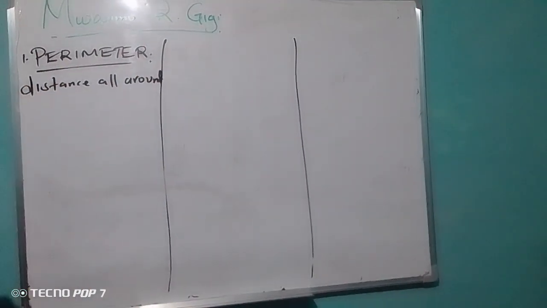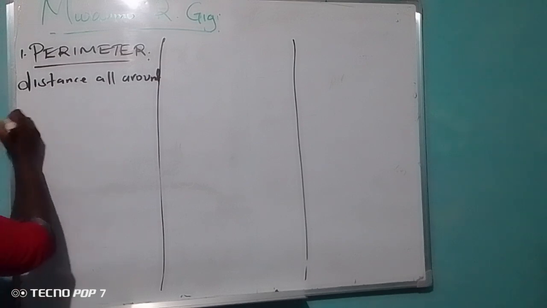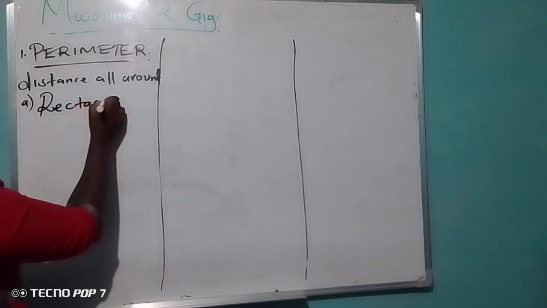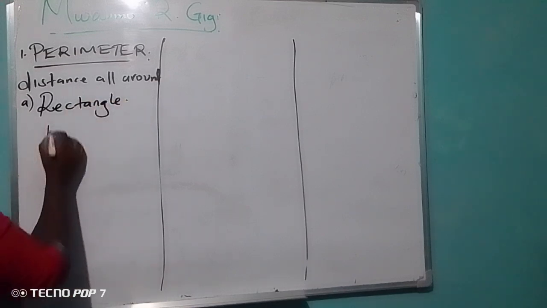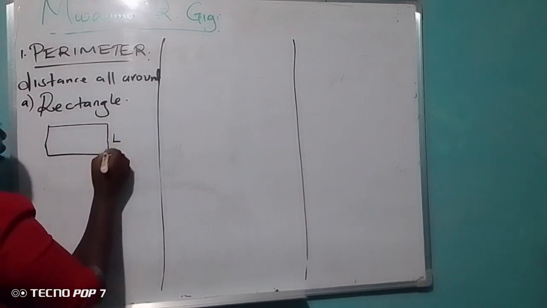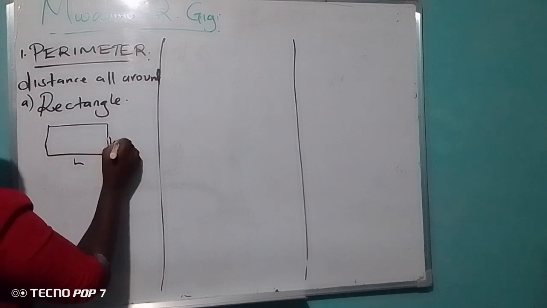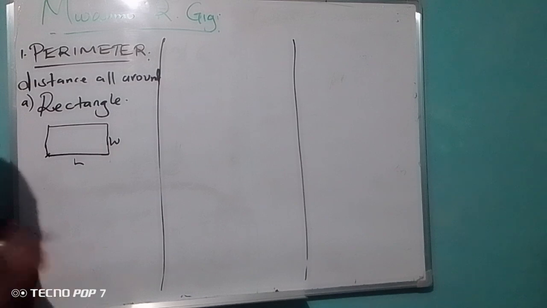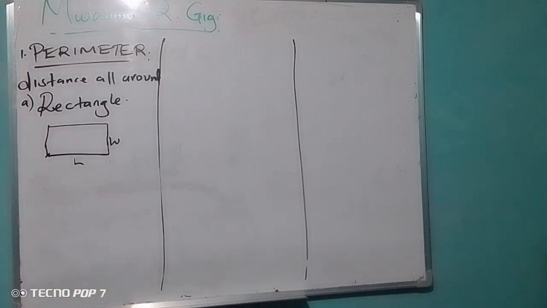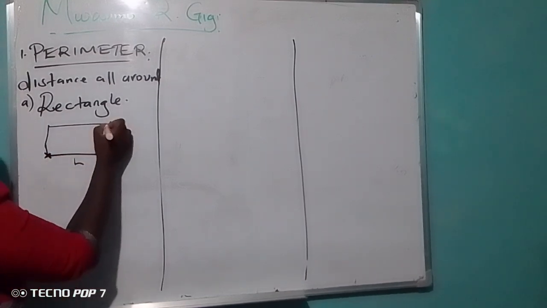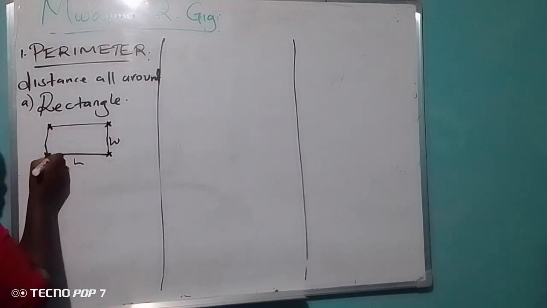So for example, let's start with a rectangle. Rectangle inakaa hivyo, si ndio? Side moja ni long, si ndio? We have the length, we have the width. So the distance all round, tunaanzia hapa. Nice. So distance all round meaning tutatoka hapa, twende hadi hapa, twende mpaka hapa, twende mpaka hapa, turudi hapa.